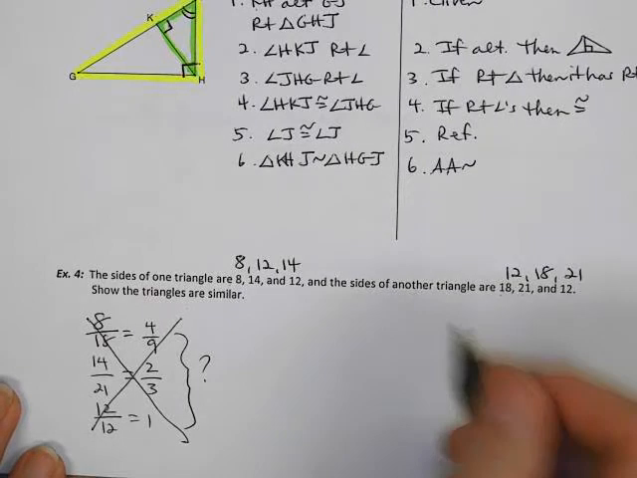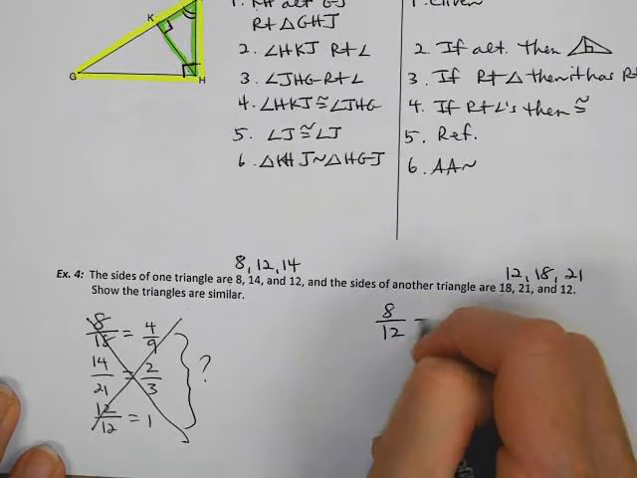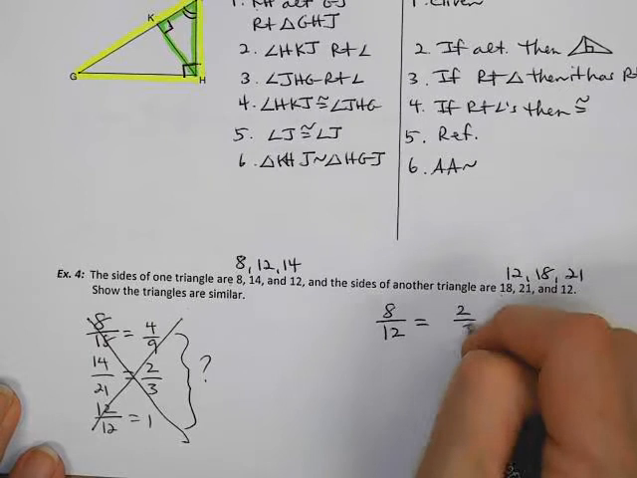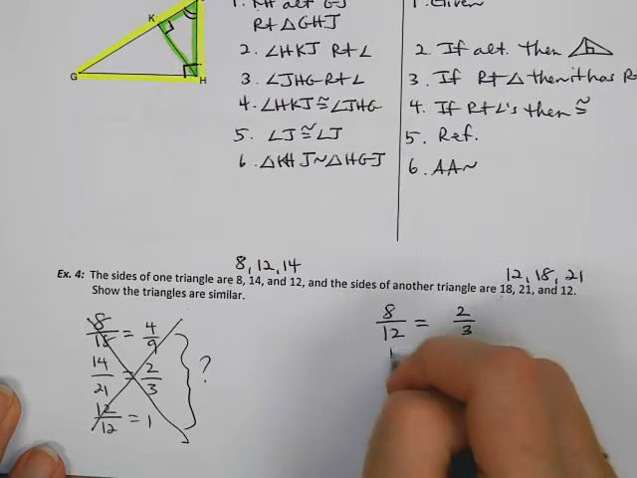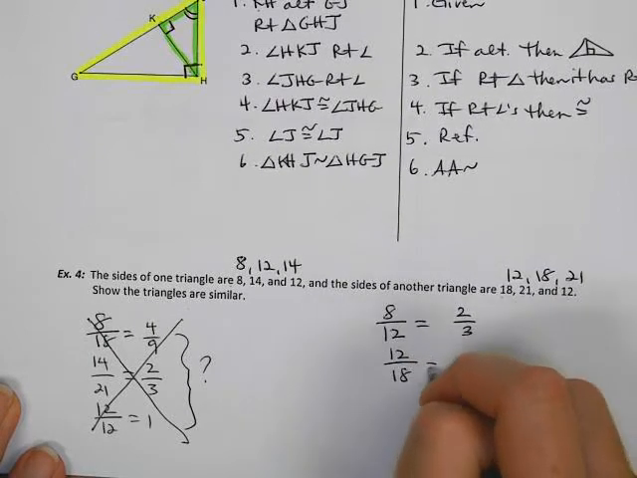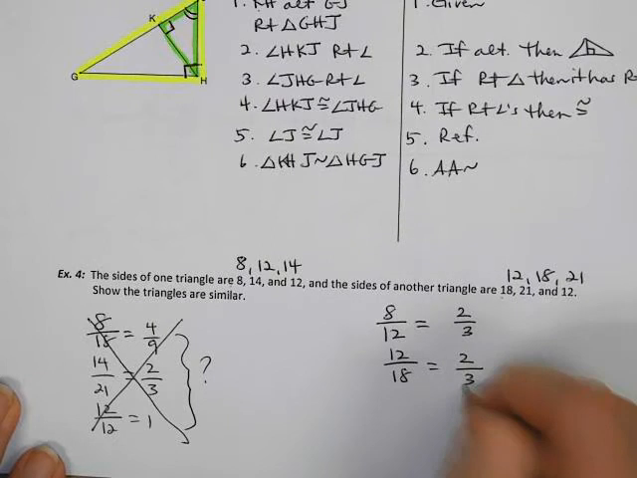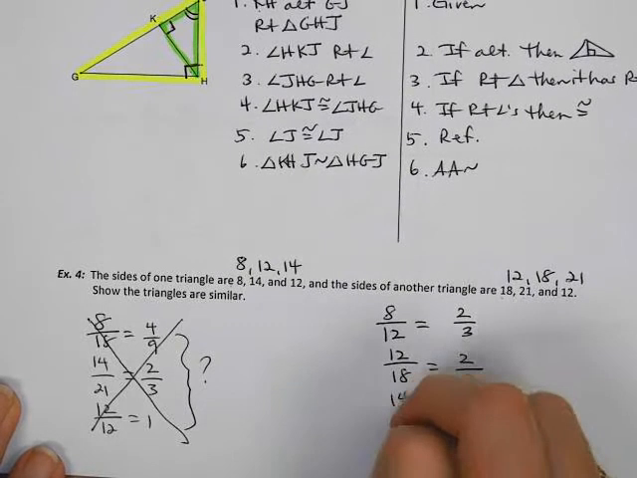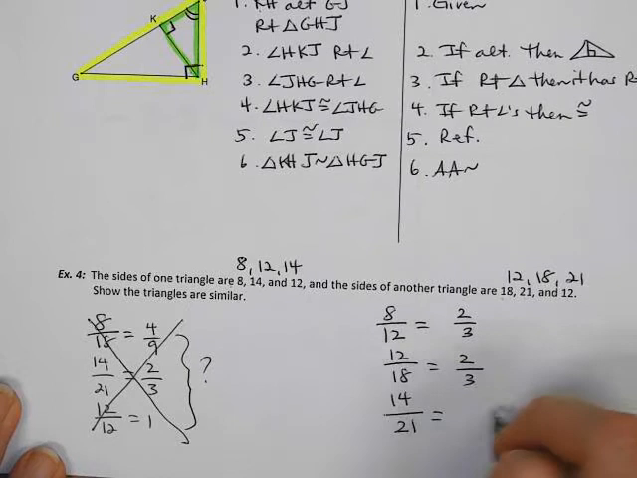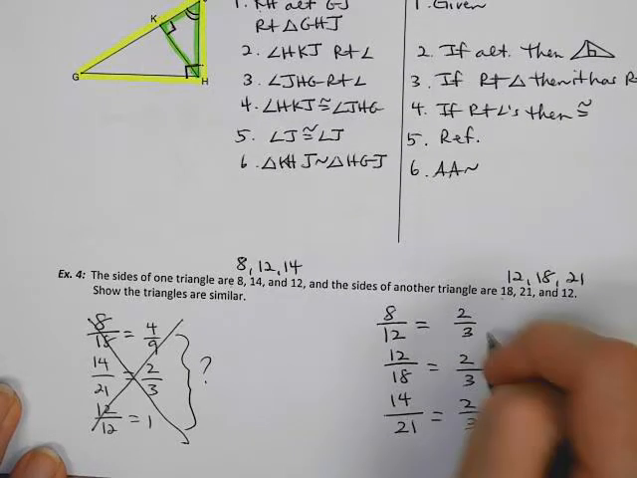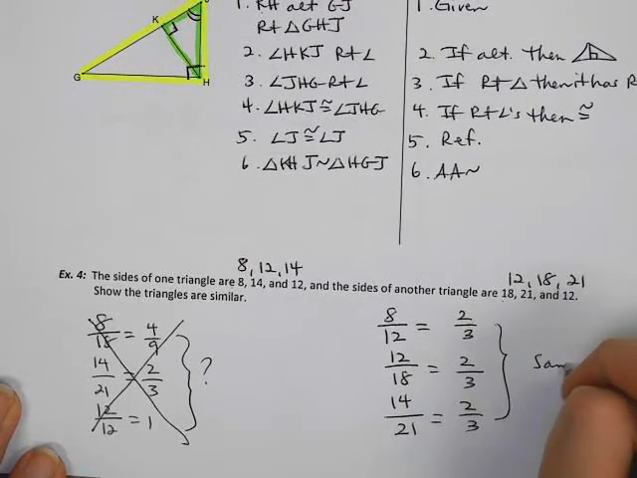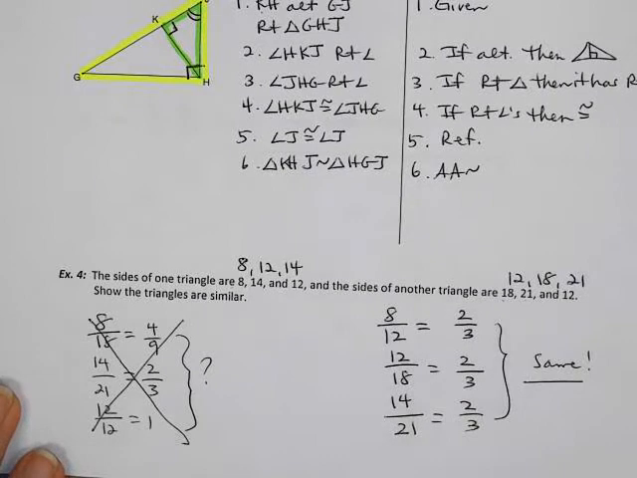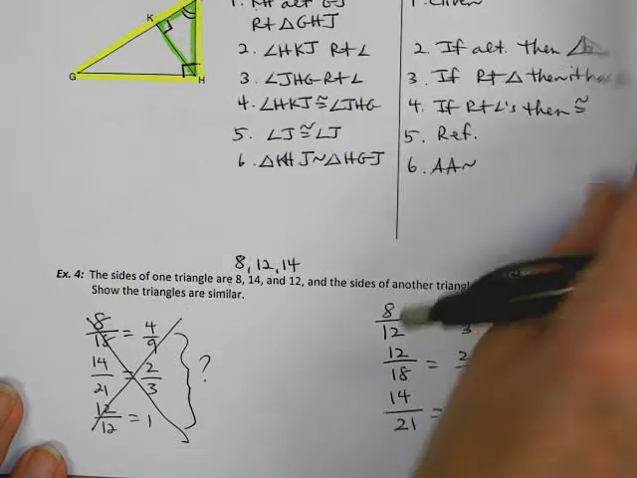Now I know the shortest side must go with the shortest side. That's 2/3. The middle side must go with the middle side. 6 goes in there twice, 6 goes in there 3 times. The longest side must go with the longest side. That's 2/3. Now they're all the same. So now you've showed by side similarity that those triangles would be similar. Okay, so think about which sides you're matching up when you make your ratios.